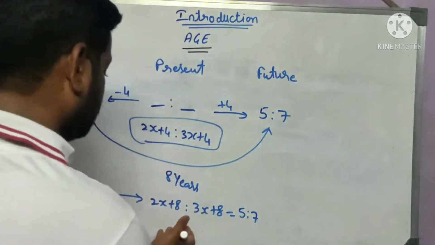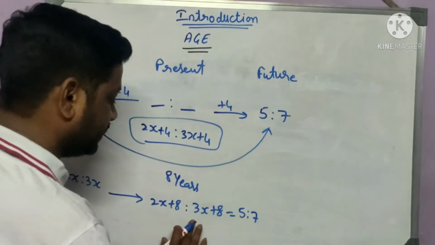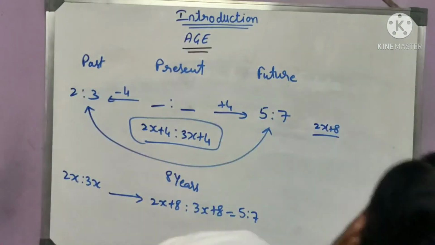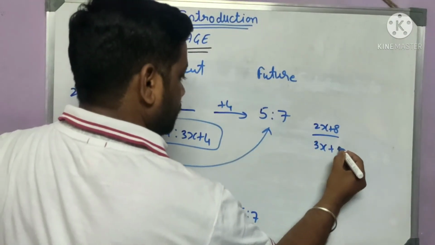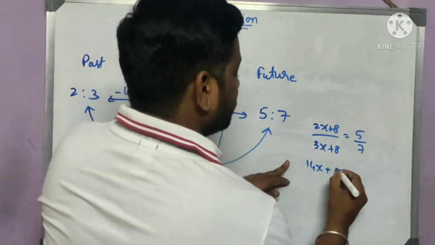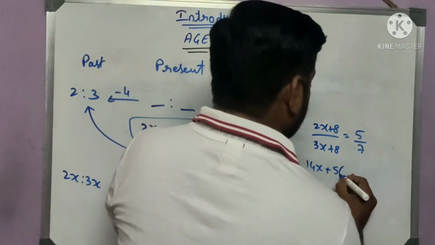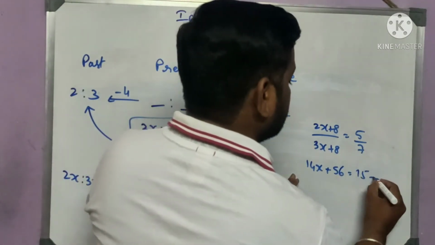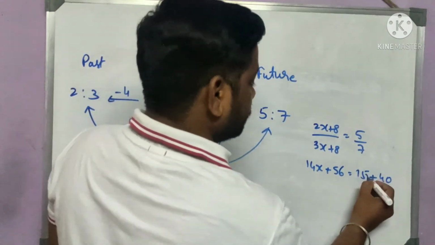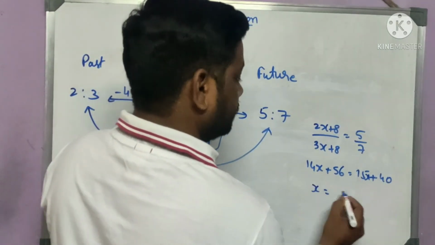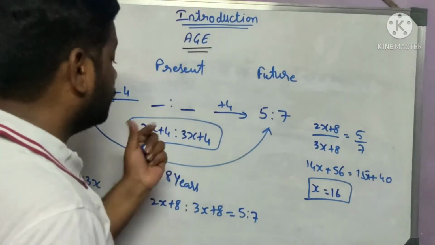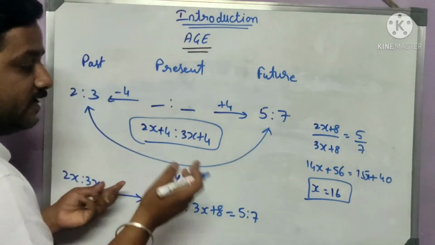That's it. So let's try to find the x here. 2x plus 8 by 3x plus 8 is equal to 5 by 7. So 7 times 2x is 14x, plus 7 times 8 is 56, equal to 15x plus 40. Right. So 15x minus 14x is x, which is equal to 56 minus 40, which is 16. So the value of x is 16. We got the value of x. Just substitute it here and find the present age.